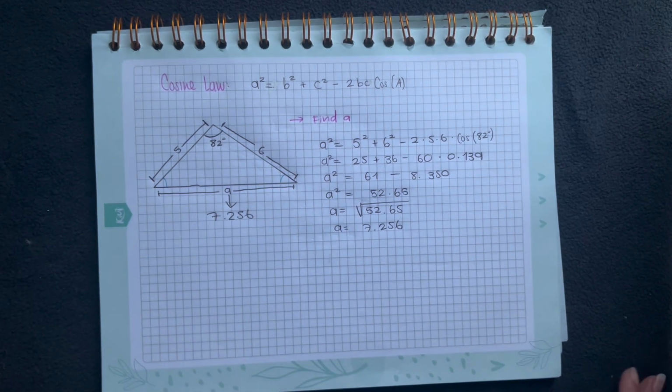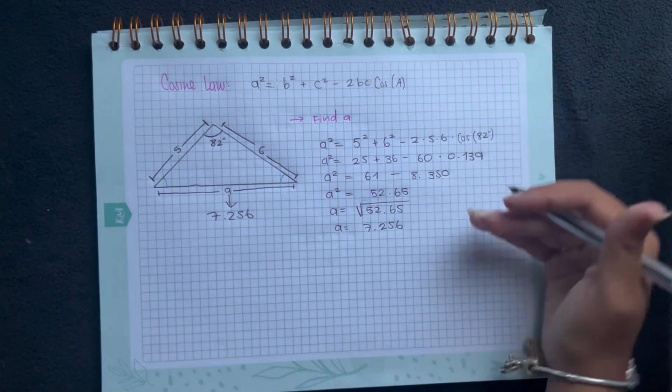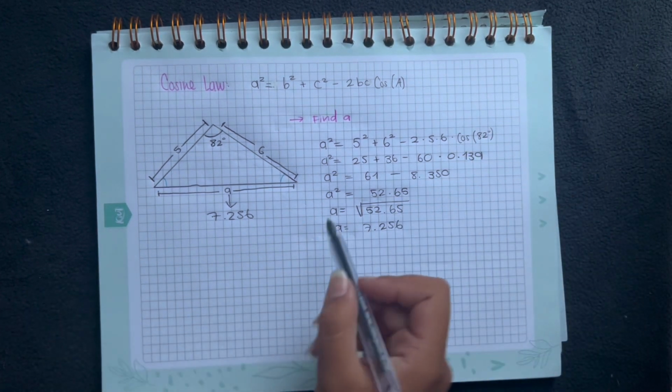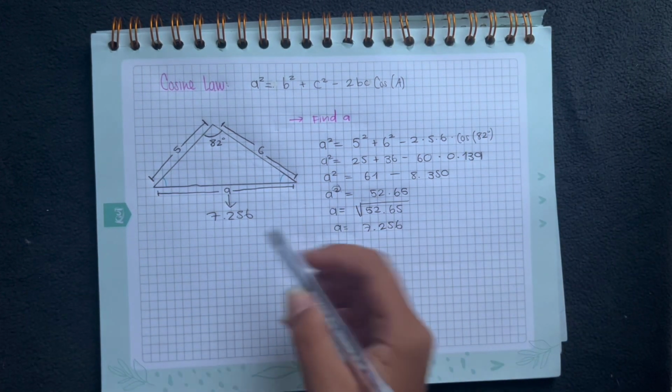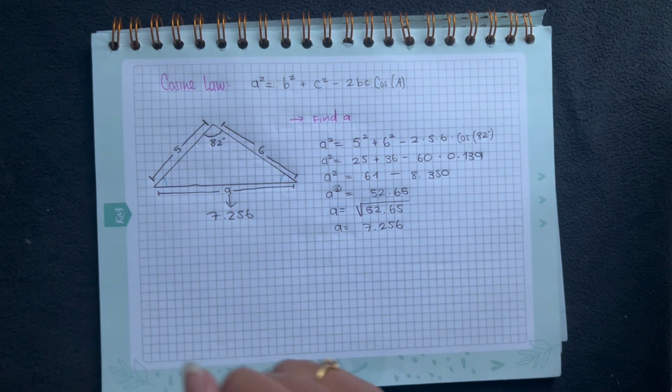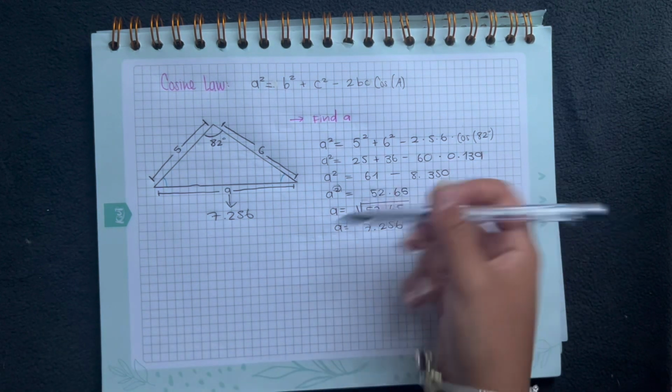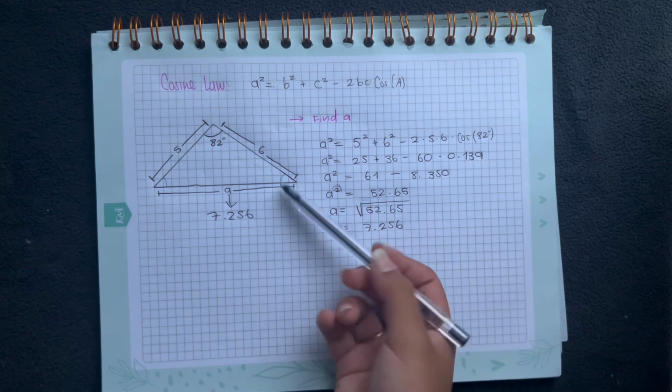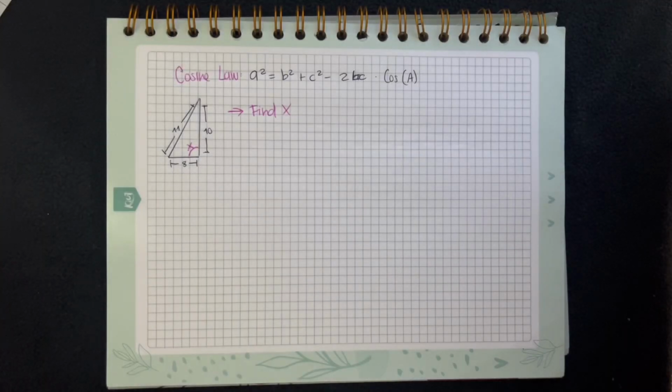The most important part here is to replace the values, and remember that when we have an exponent and we need it as a simple number, we need to do a root, as it is the opposite operation of an exponent. The cosine law can also work for finding angles.